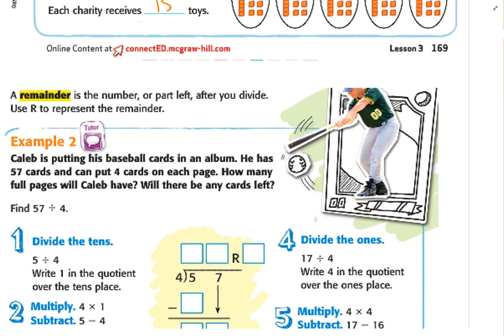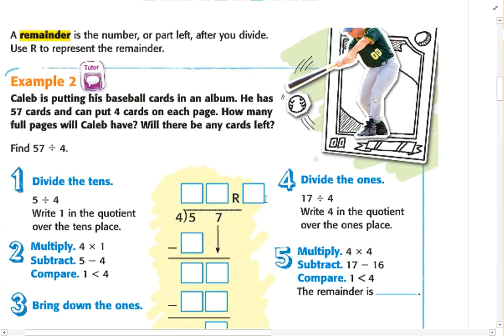Now, not all problems come out evenly like that, where we get 0 as our remainder after we subtract. So a remainder is the number or part left after you divide. So we're going to use R, a capital R, as a remainder.